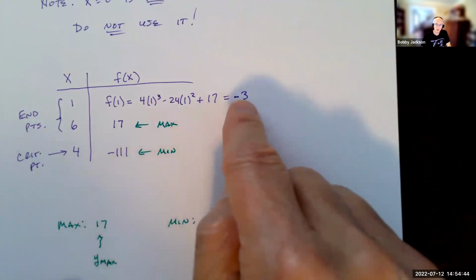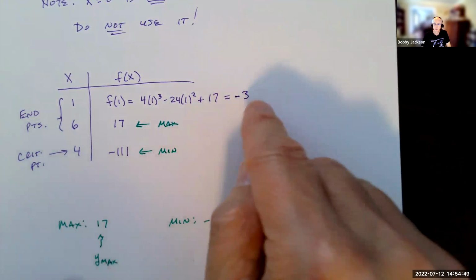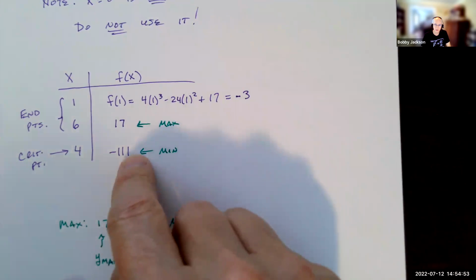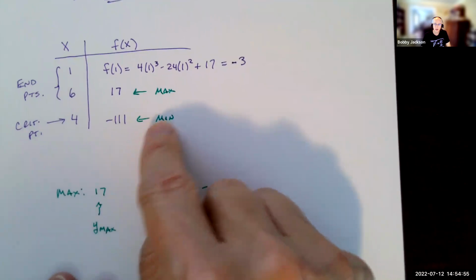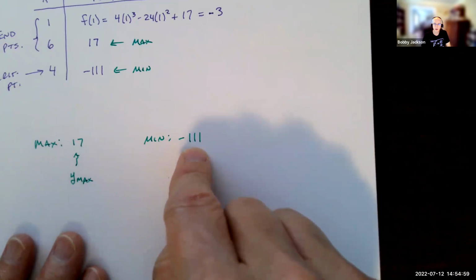Now, what's the max and min? Well, we're guaranteed that the max and min has to occur at one of these three numbers. Well, what's the biggest number? 17. So there's our max. What's the smallest number? Negative 111. So there's our min. So the maximum value is 17. The minimum is negative 111.